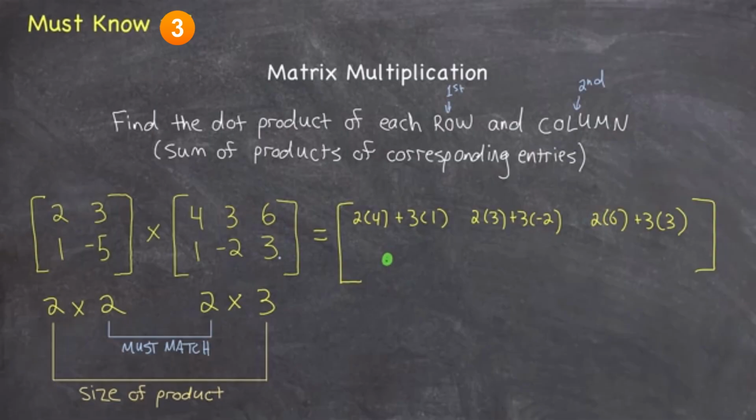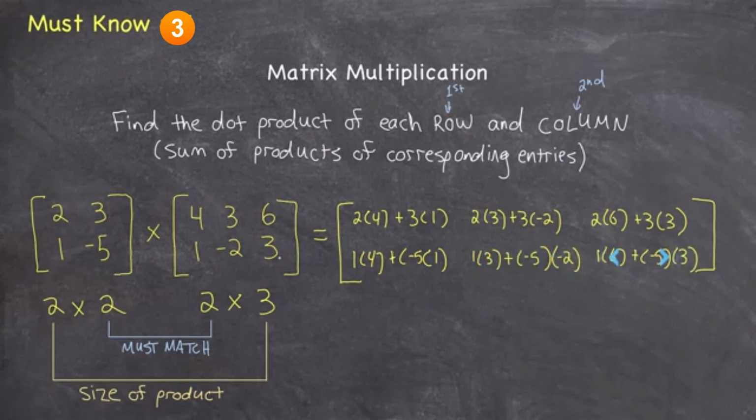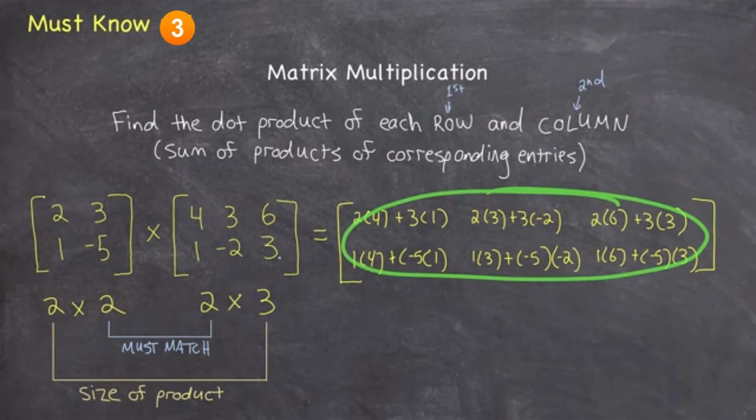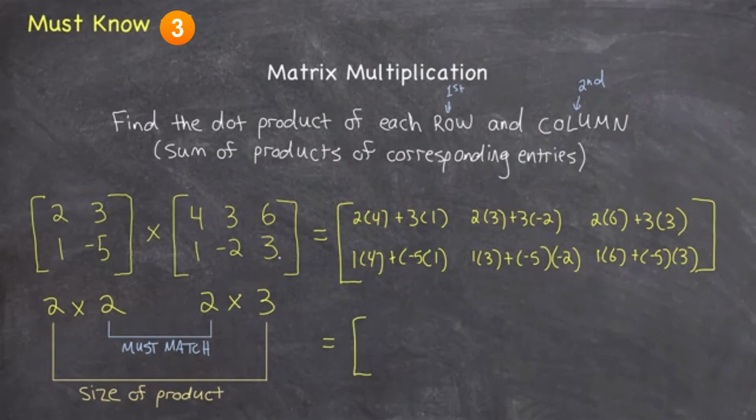And then to find the 3 entries that are in row 2 of my product matrix, I'll be finding the dot product of row 2 of matrix 1 with all 3 columns of matrix 2. So row 2 and column 1, row 2, column 2, and row 2, column 3. And now I can just simplify all 6 of those entries. And I get the matrix 11, 0, 21, negative 1, 13, negative 9. So that's how you multiply matrices.